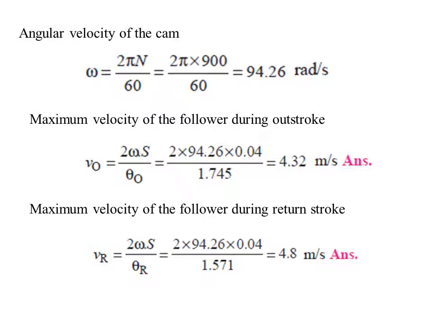In the same way, we need to calculate the maximum velocity of the follower during the return stroke. So here we are getting 4.0 meters per second and 4.8 meters per second respectively for the outstroke and return stroke.